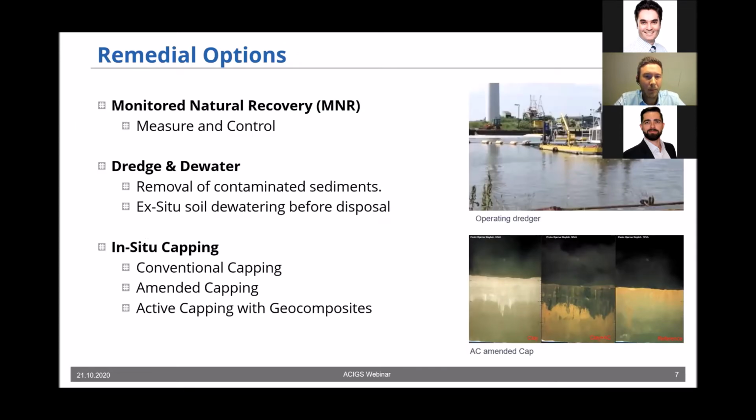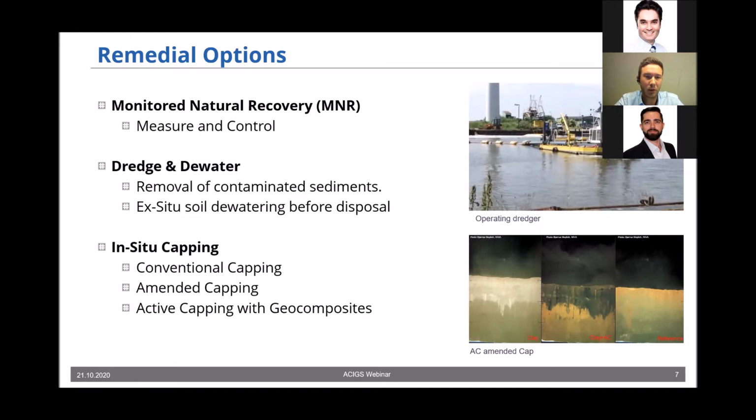When we have done a site characterization and we know what contaminants are on site, we can think about what could be the best remedial option. And there are different options. Mostly, there are three bigger groups that we talk about.